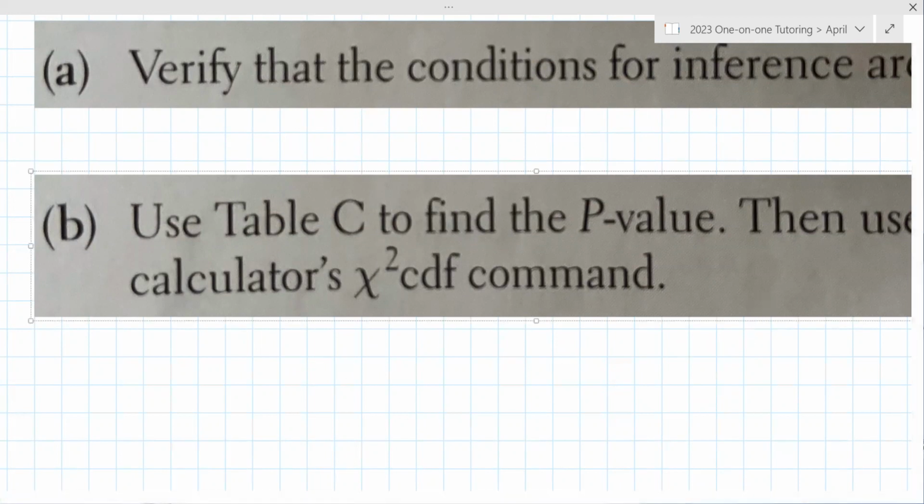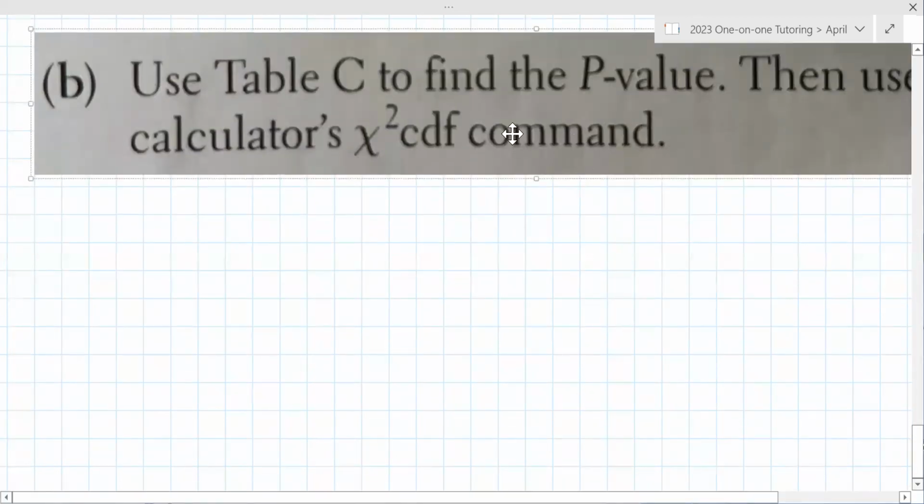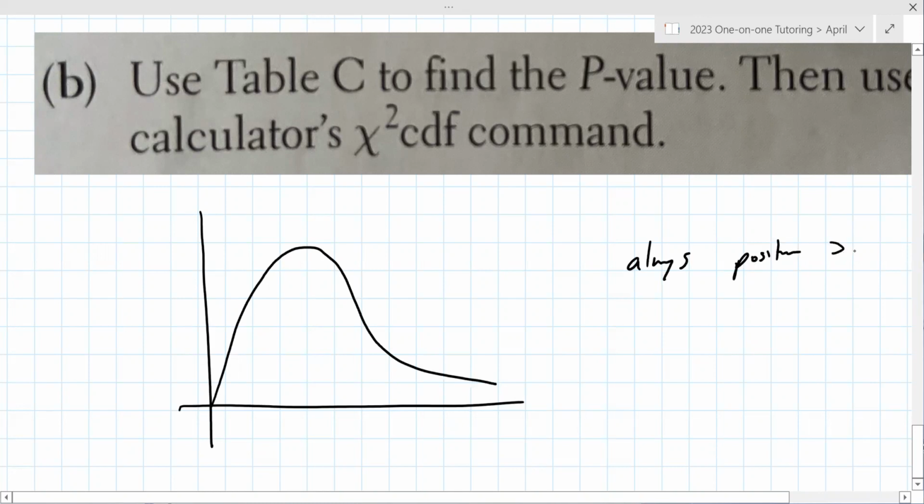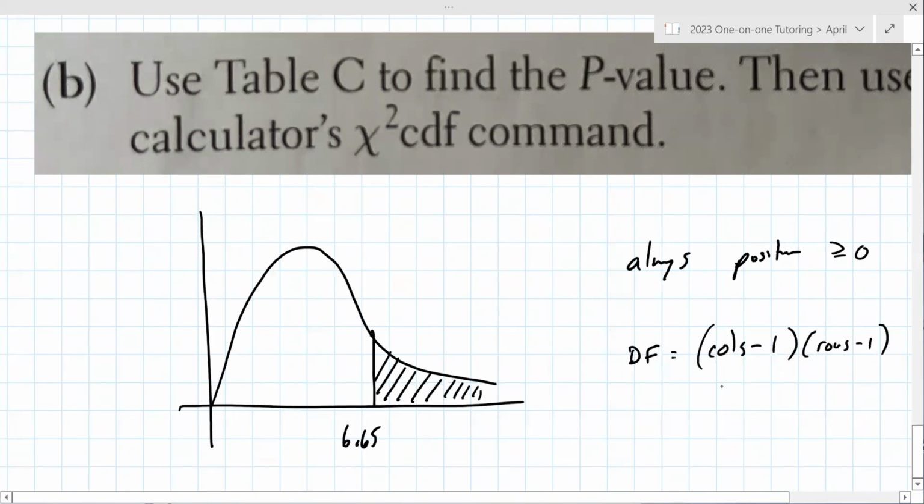Okay. So what is more important though, is to find the p-value. So the chi-square distribution is always positive, it's always greater than or equal to 0. It's typically always one-tailed as well. So that number we just found, the 6.65, we want to find the area out here in the right tail. You do need degrees of freedom. So the degrees of freedom is the columns minus 1 times the rows minus 1.